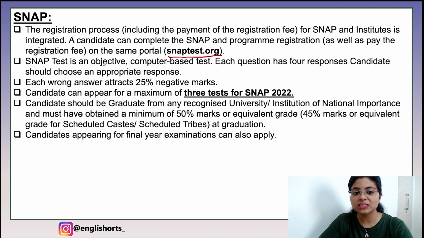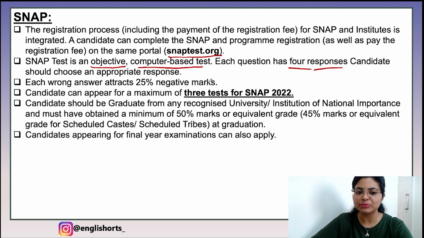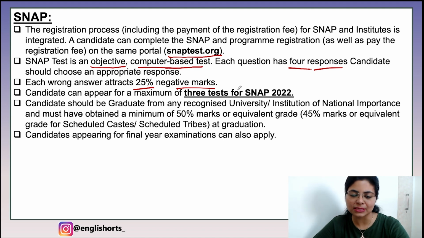It is an objective test, which means there are multiple choice questions only. And it's a computer based test, which means it is held online. Every question will have four options, and you will have to choose the appropriate response. Usually, there is a +1 -0.25 marking that happens. So 25% negative marks will mean -0.25, and +1 is for the correct answer.